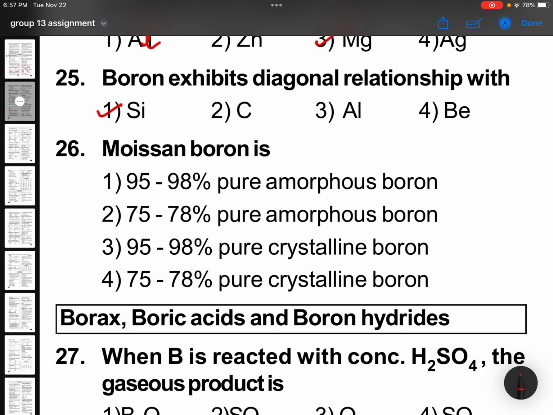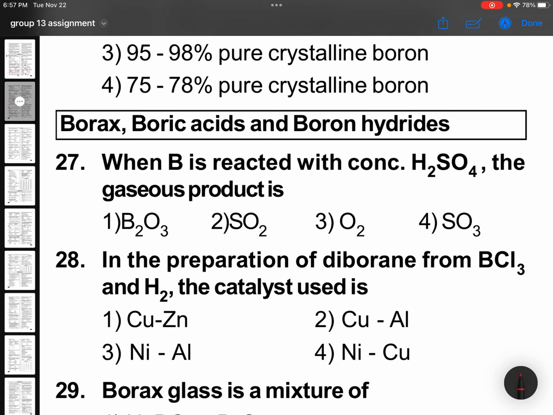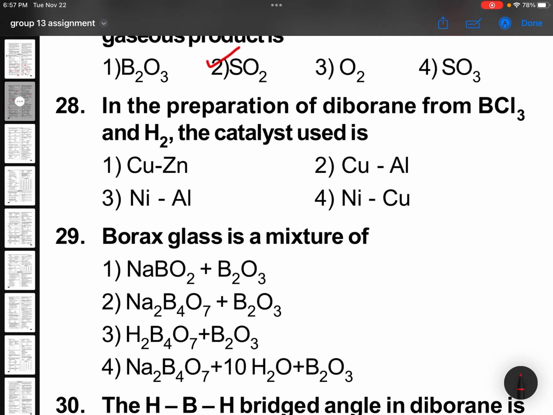Moissan boron is somewhat memory type. Now I think we don't find it in the NCERT book. You can remember this: 95 to 98% is pure amorphous form. Borax, boric acid, boron hydrides. These are very important because every line is present in NCERT and you must be very aware of this. When boron is reacted with concentrated sulfuric acid, the gaseous product formed is SO2. Okay, from H2SO4 you are getting SO2.